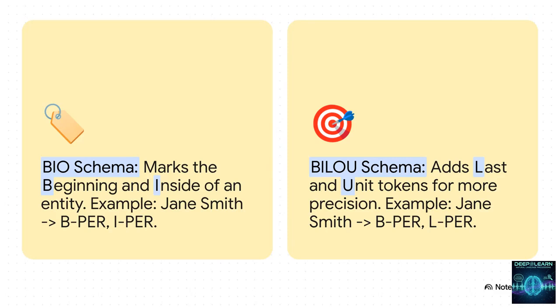So how does a machine know that Jane Smith is one name, not two separate words? Well, it uses a clever little tagging system. A simple one called BIO marks the beginning of a name, which would be Jane, and what's inside it, like Smith. But there are even more precise systems like BILU, which can also mark the last word of a name, or even tag a name that's just a single unit word like John. It's a simple but really crucial system for telling the model exactly where a name begins and where it ends.